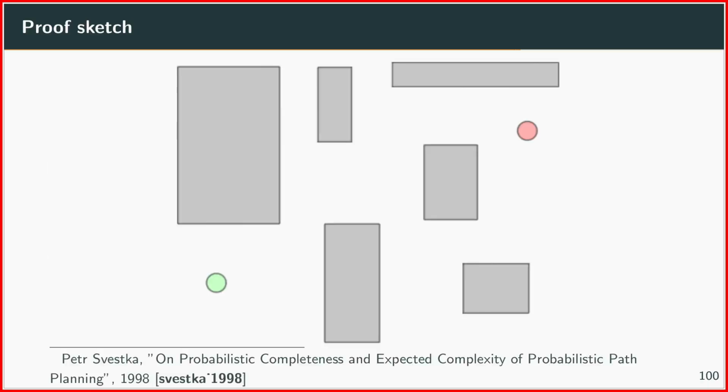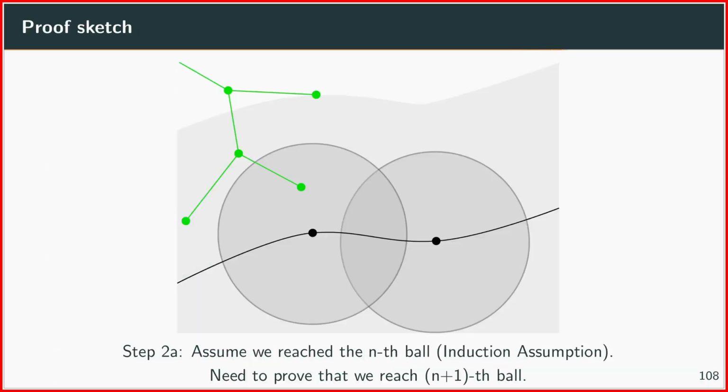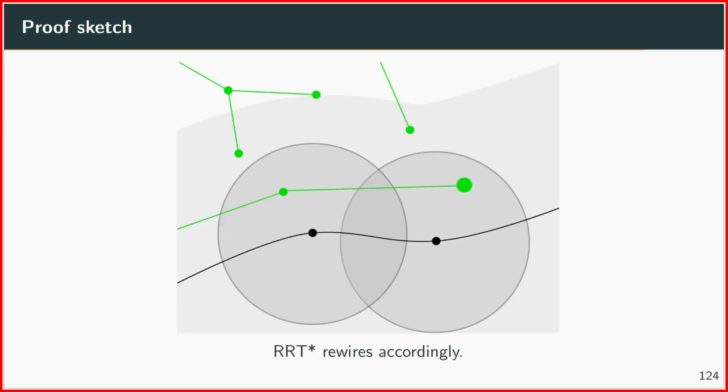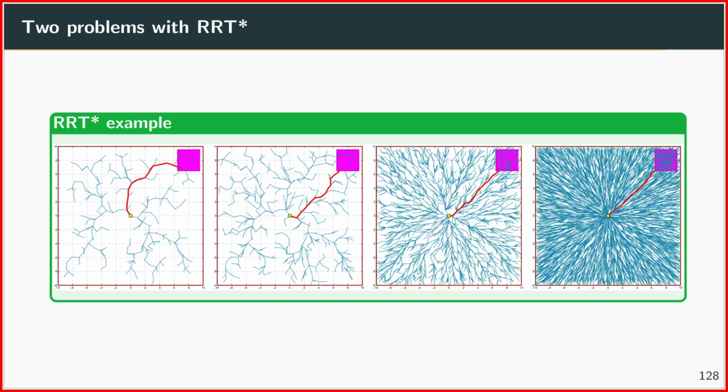Okay, then let's go to our last topic, which will be informed optimal planning. So there are a bunch of problems with RRT star, and I want to just highlight two of them.